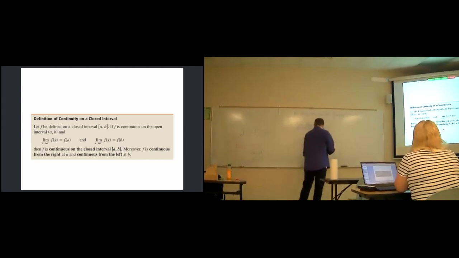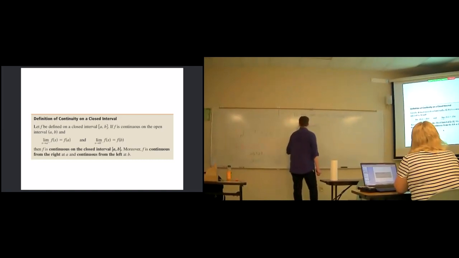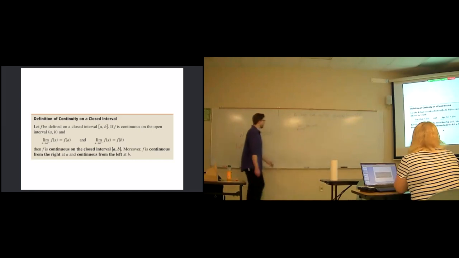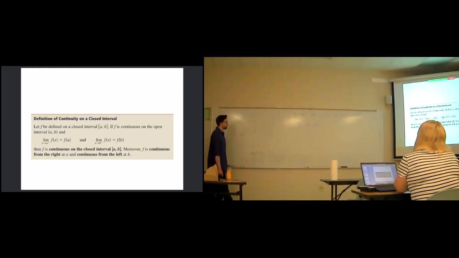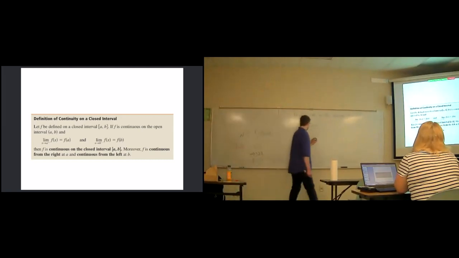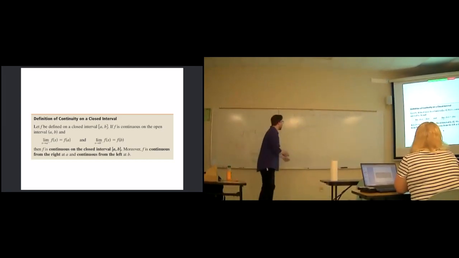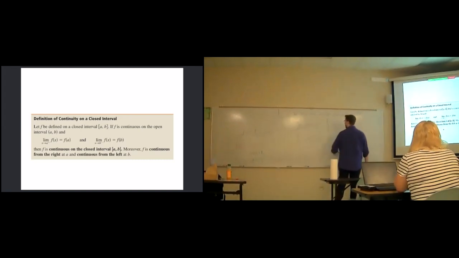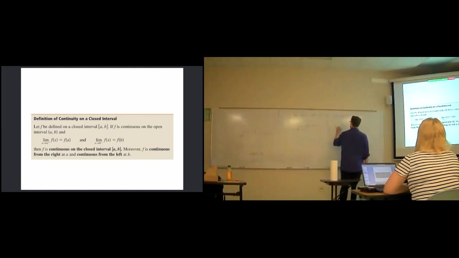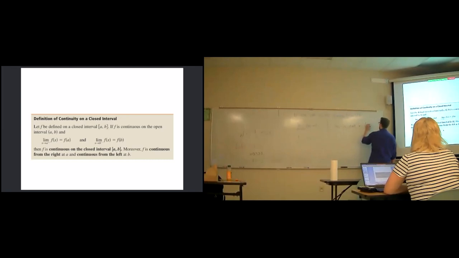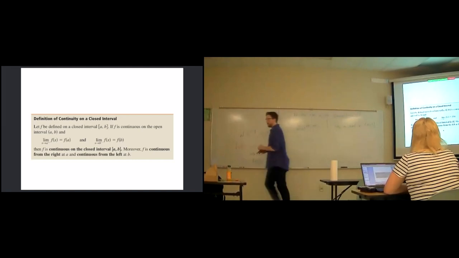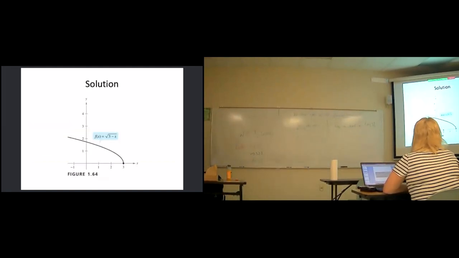Now let's check the other direction. The limit as x goes to 3 from the left. What do we approach? 0, don't we? So we would say f of x is continuous in negative infinity. So just to show what this graph looks like.